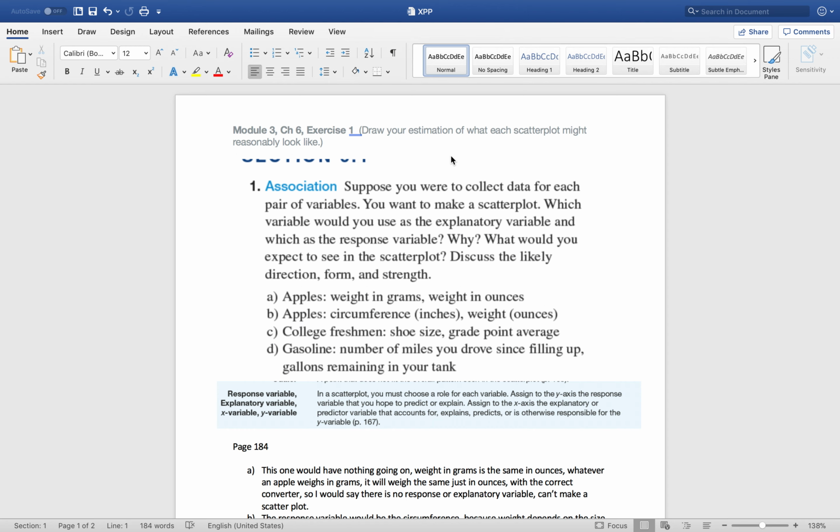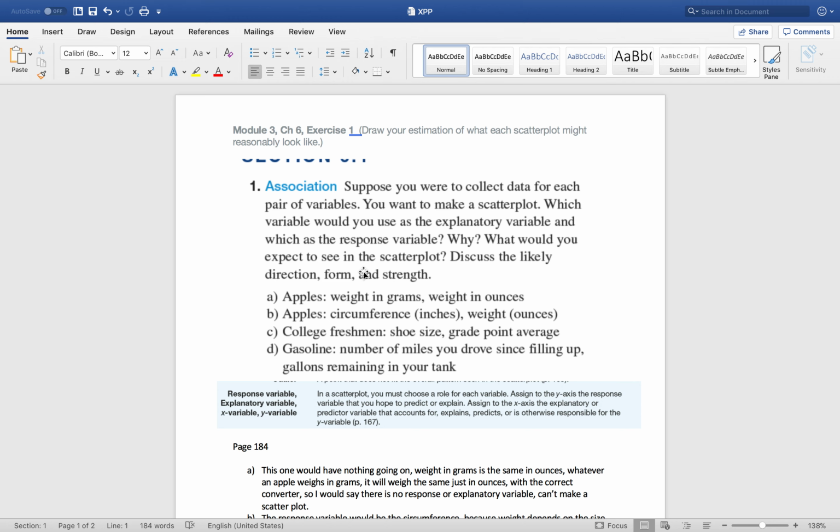Sorry, I did Module 3, Chapter 6, Exercise 1, and it was to draw your estimation of what each scatter plot might reasonably look like. So let me read it. Association. Suppose you were to collect data from each pair of variables. You want to make a scatter plot. Which variable would you use as the explanatory variable and which as the response variable? Why? What would you expect to see in the scatter plot? Discuss the likely direction, form, and strength.